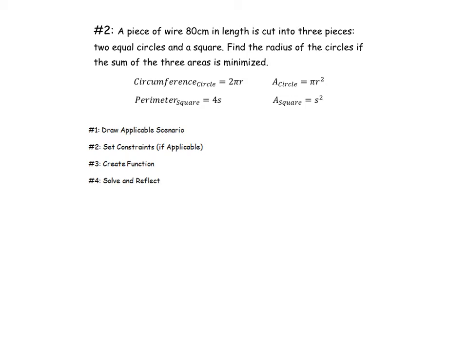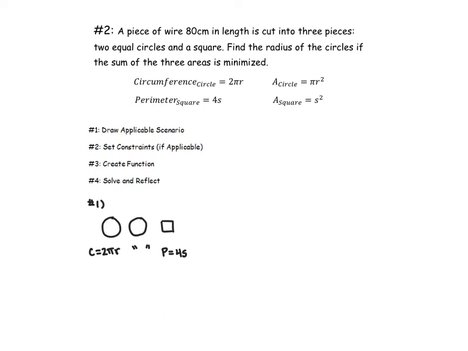Okay, number 2. A piece of wire 80 centimeters in length is cut into 3 pieces, 2 equal circles and a square. Now, I will sketch this. So number 1, I've got 2 equal circles. What that means is their perimeters will be equal. I'm not guaranteed that the perimeter of the square is equal to the perimeter of the circles, but I do know that the circumference of a circle is 2 pi r, and the perimeter of a square I could call 4s.